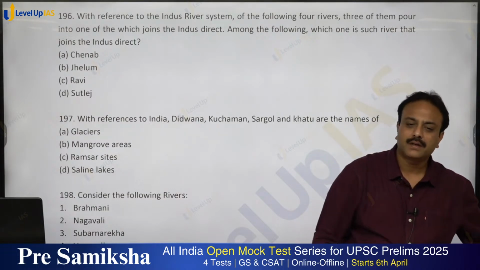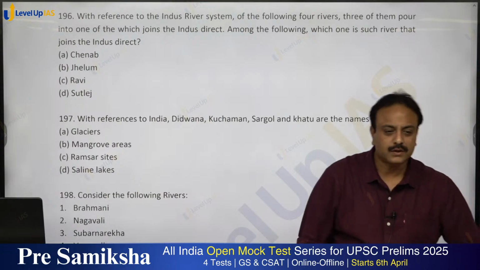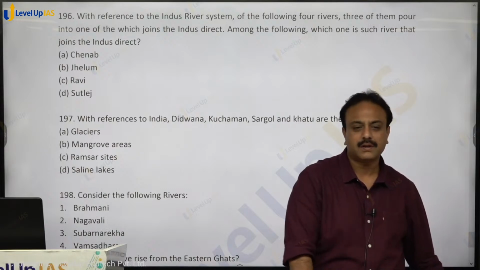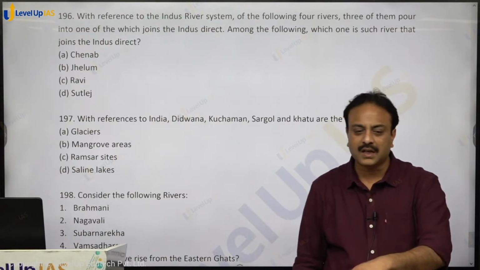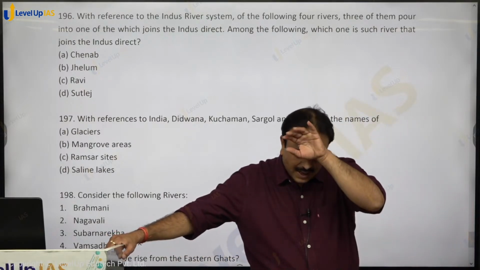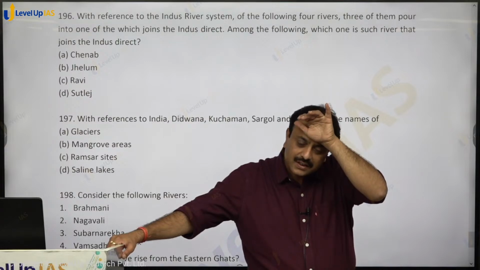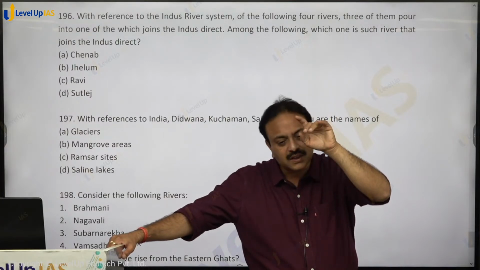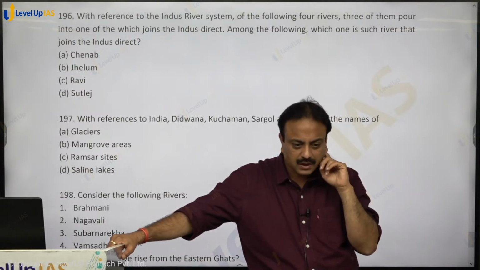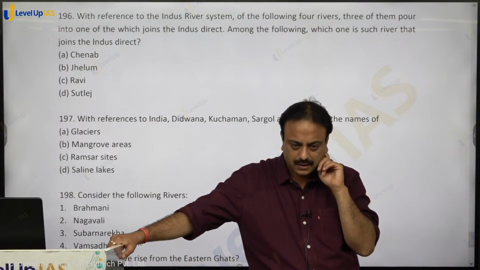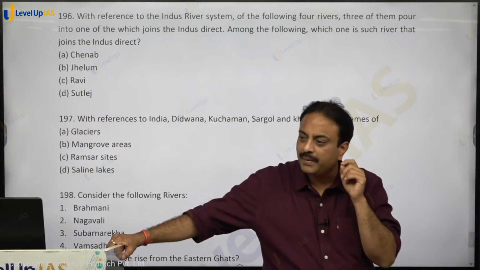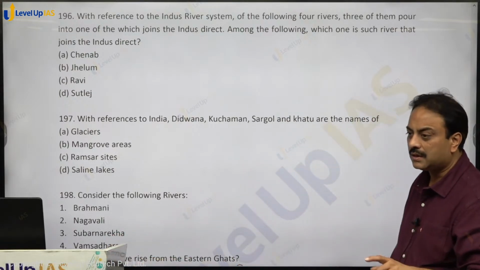Jhelum originates from Berinag, joins Chenab. Ravi originates close to Rohtang, joins Chenab. Vyas joins Satluj in India, right? And Chenab joins Satluj. Satluj is the major river, and finally Satluj joins Indus. Chenab is a tributary of Satluj. Clear on that? So the major river which is joining Indus is Satluj.